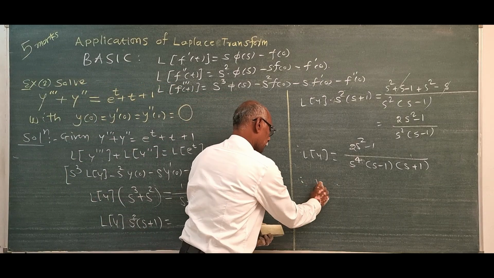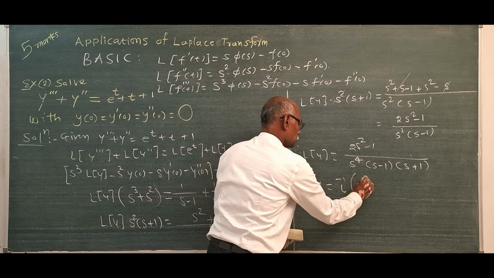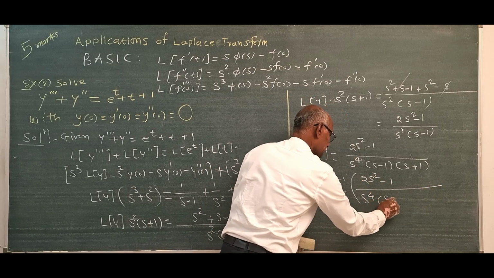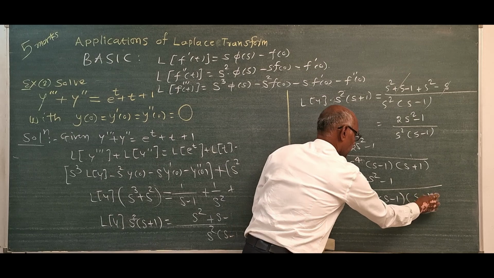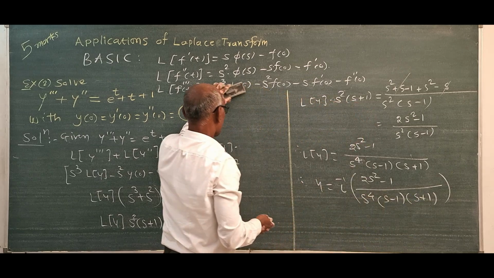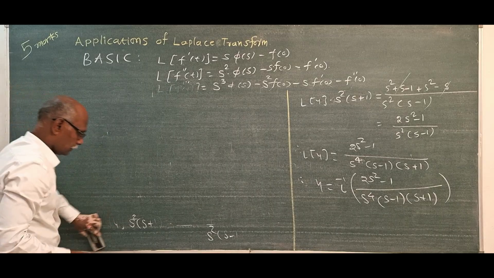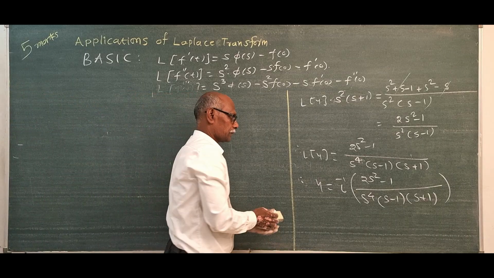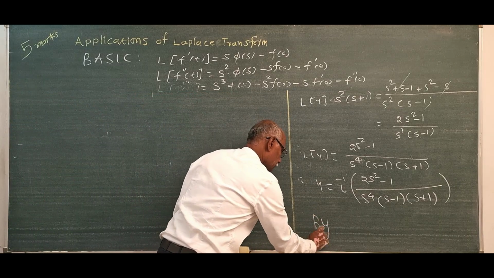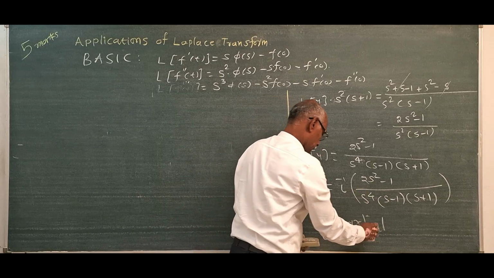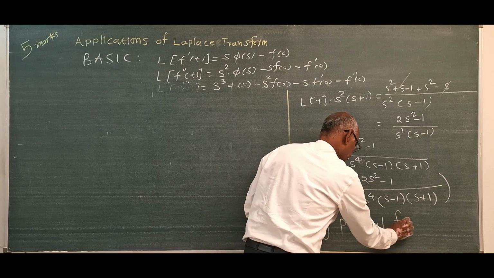So this is a big question. Inverse Laplace of bracket 2 s square minus 1 divided by s raised to 4 into s minus 1 into s plus 1. And now we can solve by partial fractions. That is very important. Partial fractions. Because there is no standard formula for writing the inverse Laplace of this. Partial fraction method.